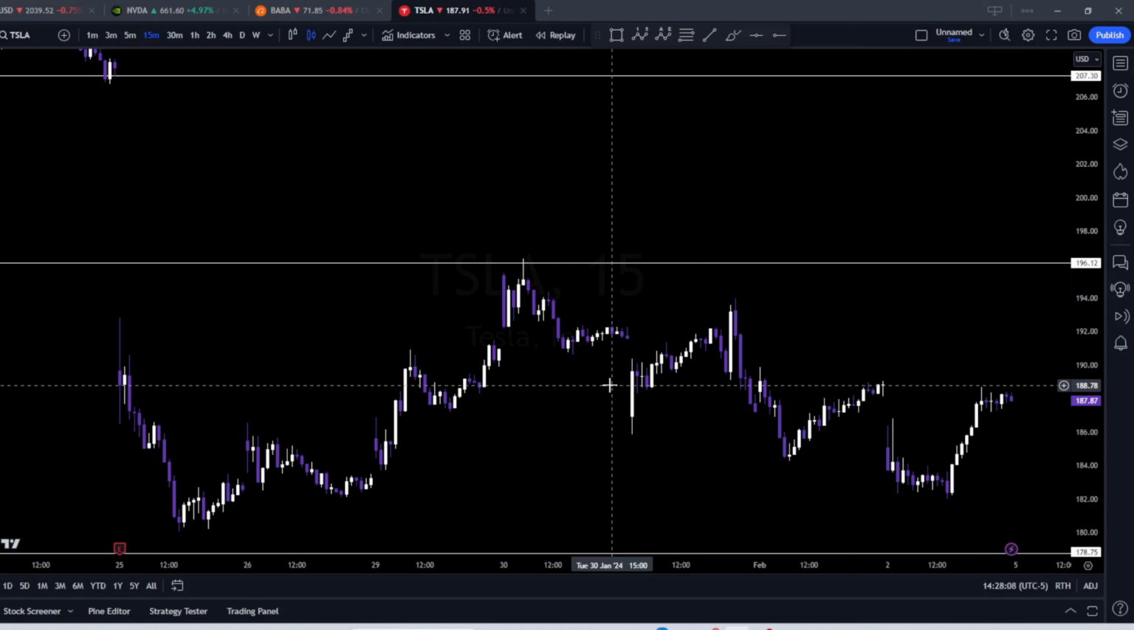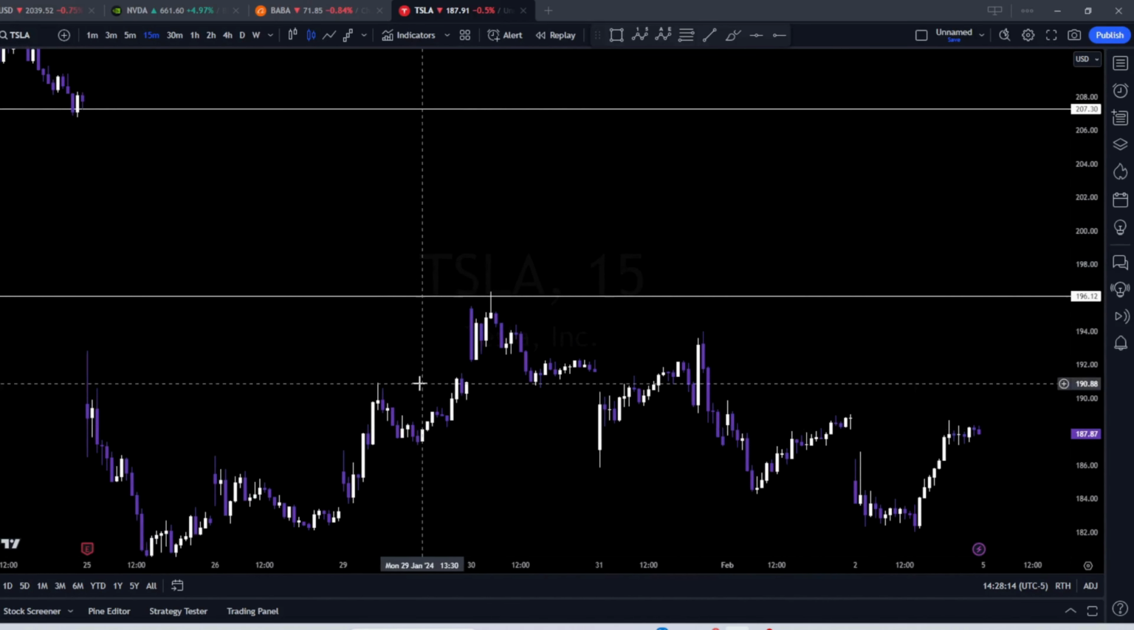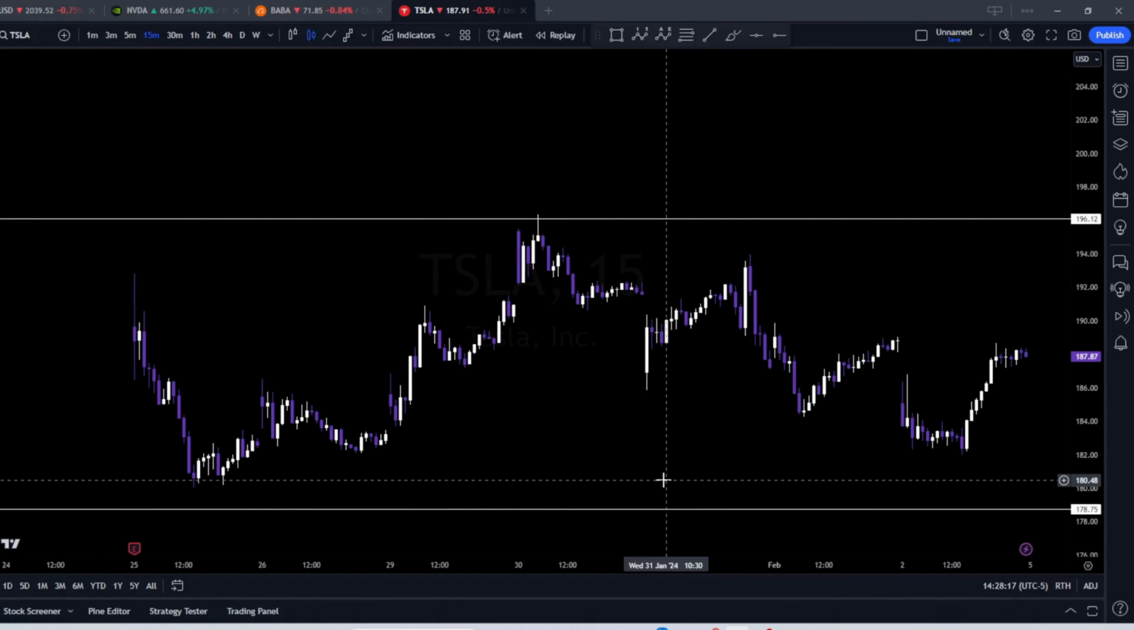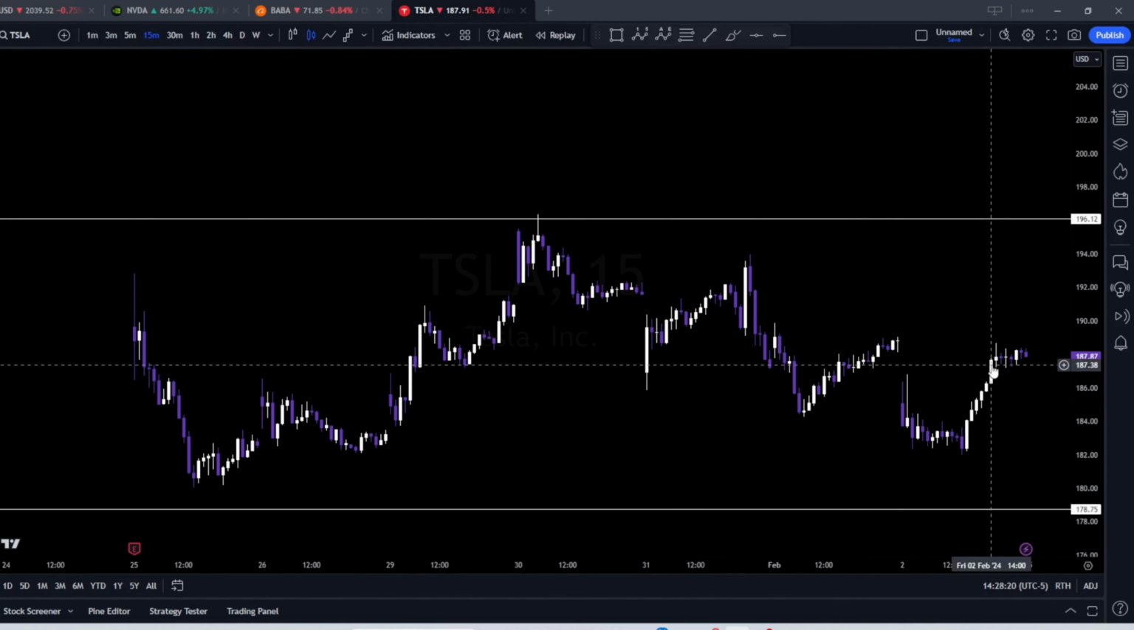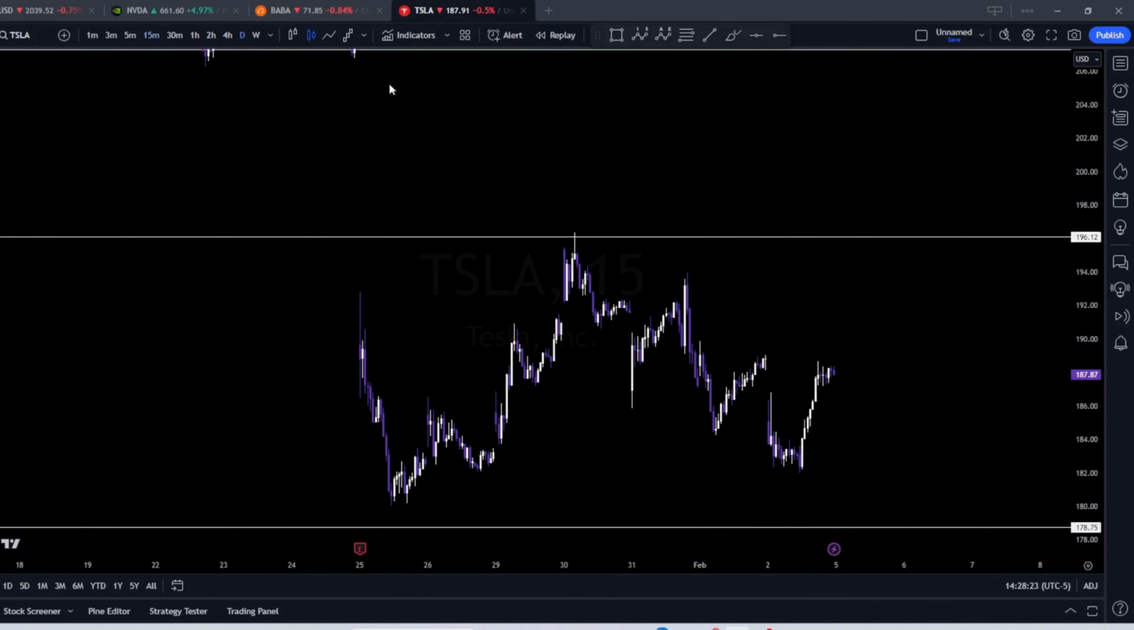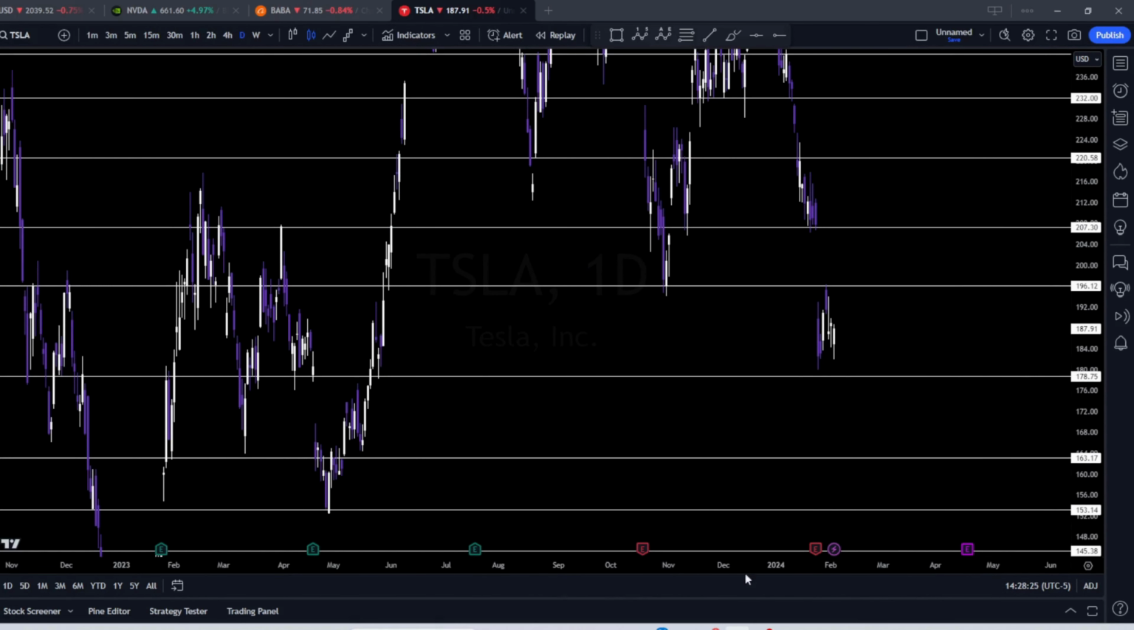So that's why it's very important, in my opinion, to draw your own levels and draw your own zones, because then you have a plan and you know what each level is meant for, right? And you can make better plans for that. I'm not saying you need to go on a daily and memorize all these levels. No, you just see where the price is near.